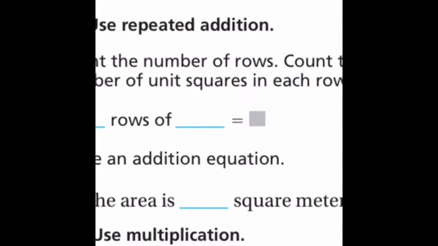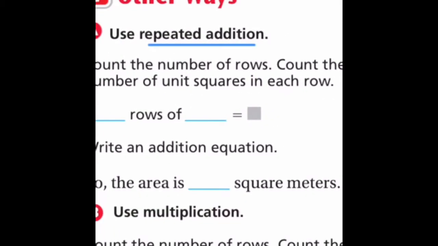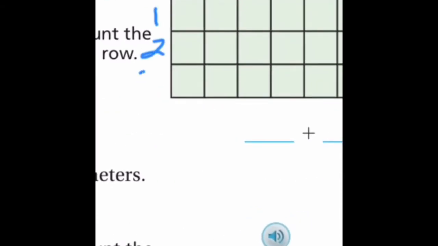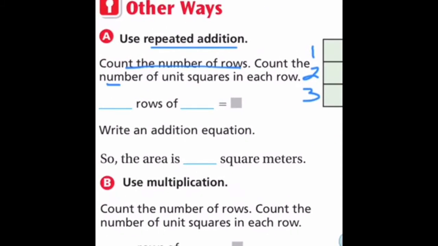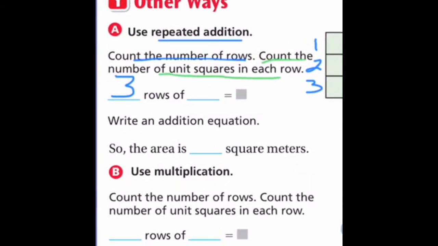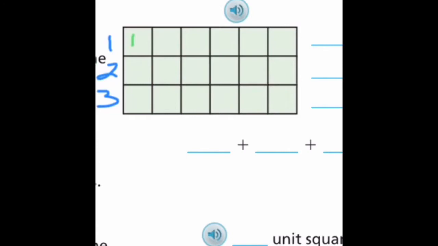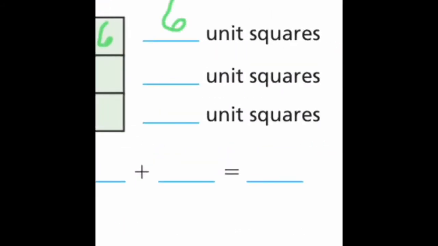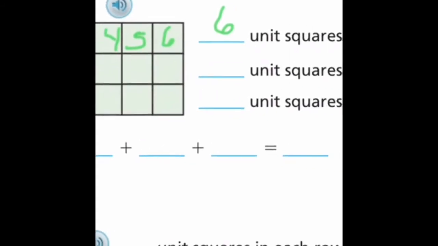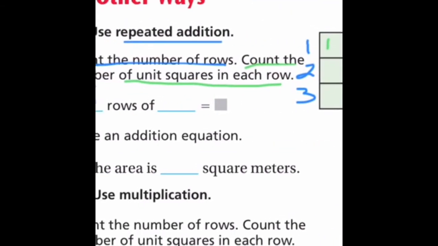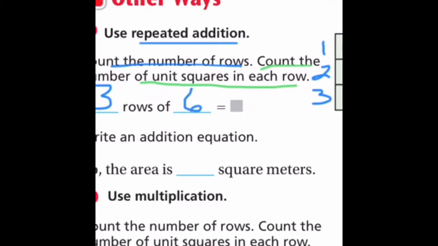Here's another way. We can use repeated addition. We can count the number of rows, as it says right here. So I'll come over here, count my rows. There's 1, 2, 3 rows. So we have 3 rows. And then the next part it says is to count the number of unit squares in each row. There's 1, 2, 3, 4, 5, 6. So we have 6 unit squares in that row, and the same number of unit squares in the second row. And the bottom row, I also have 6 unit squares. So I have 3 rows of 6.